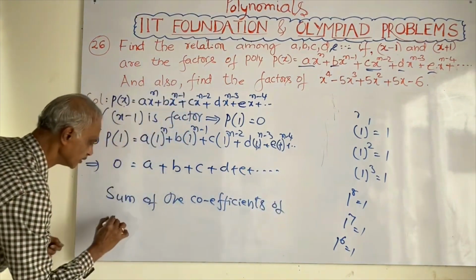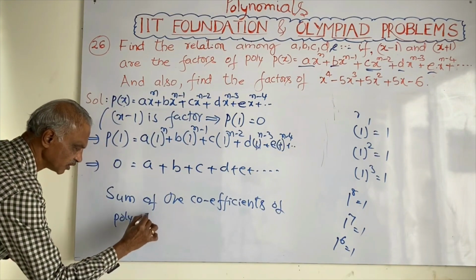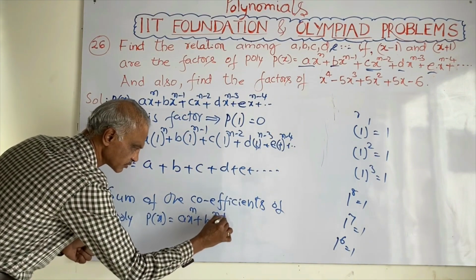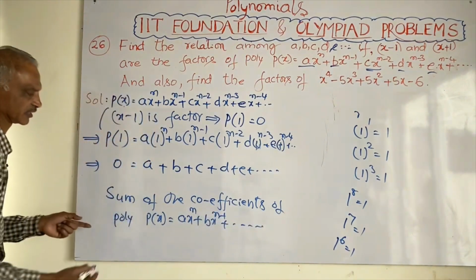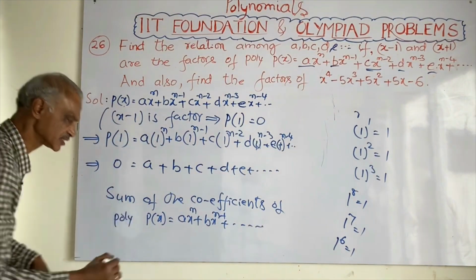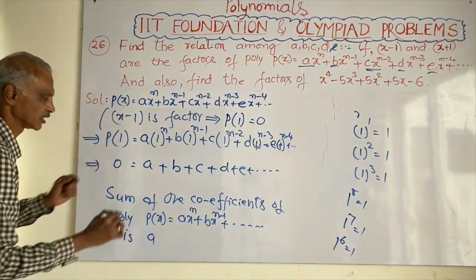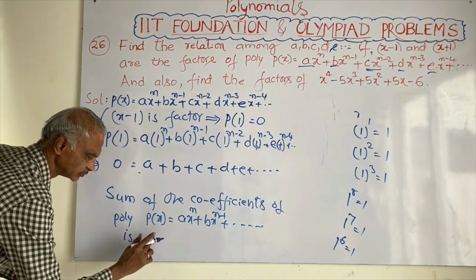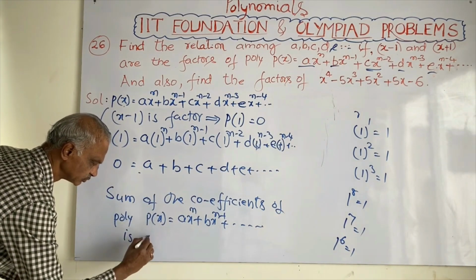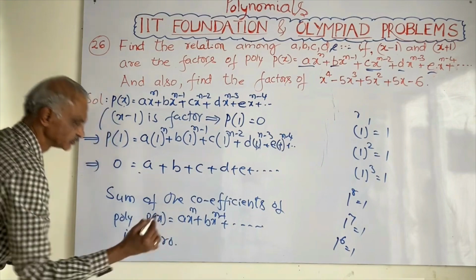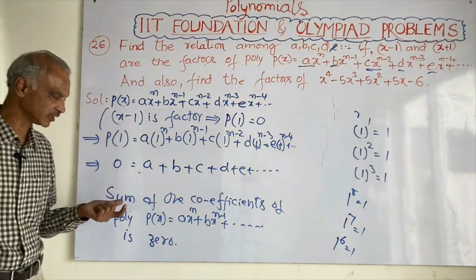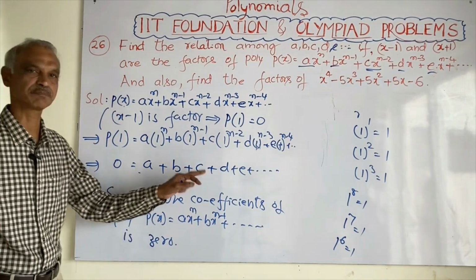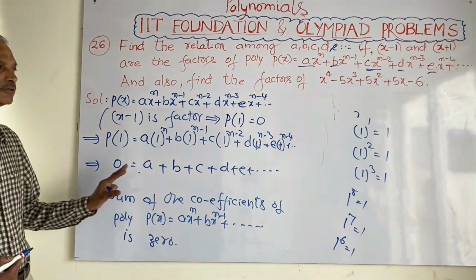of the polynomial p of x is equal to ax to the power of n plus bx to the power of n minus 1 and so on. Sum of the coefficients of the polynomial is 0, means a plus b plus c plus d is 0. See, if x minus 1 is a factor, then the sum of the coefficients of this polynomial is 0. A plus b plus c plus d is equal to 0. This you have to remember.